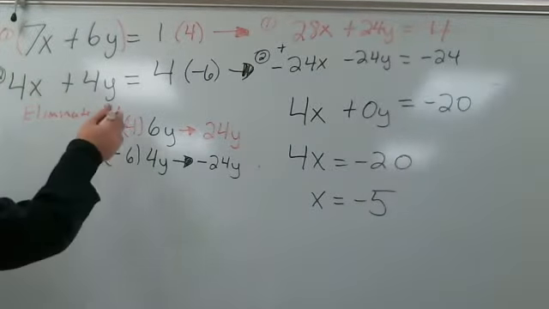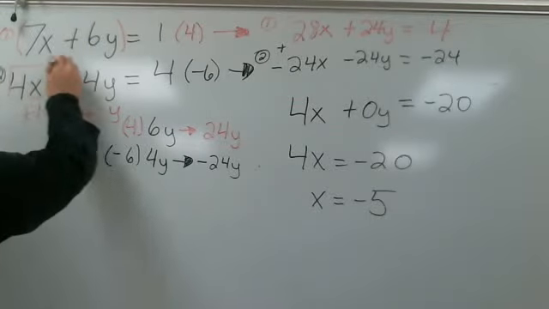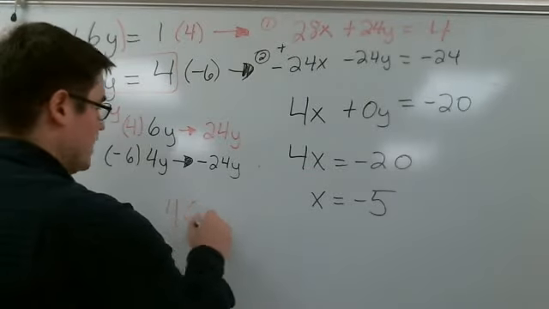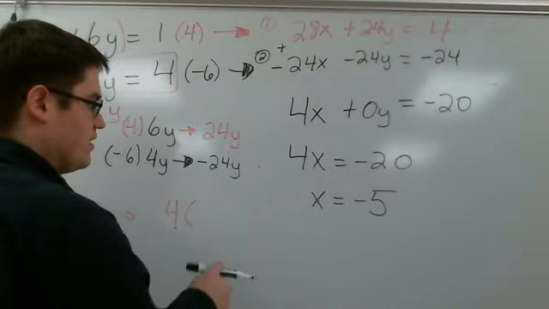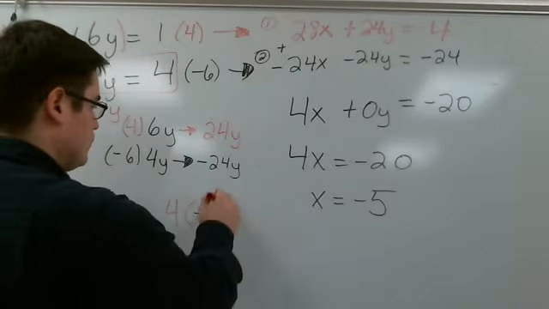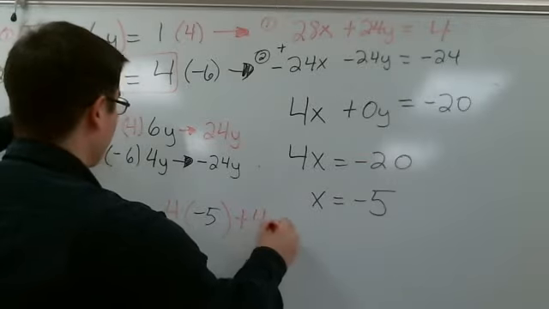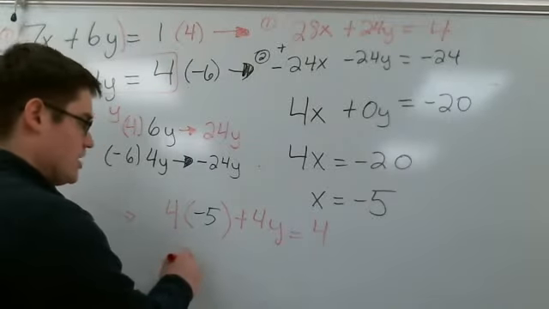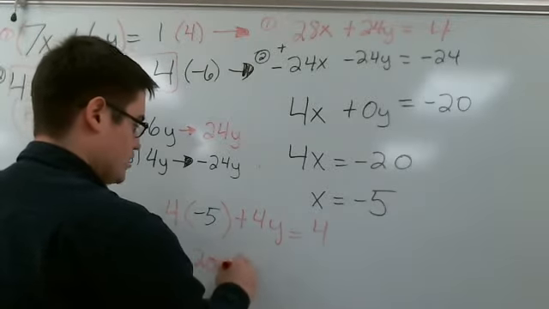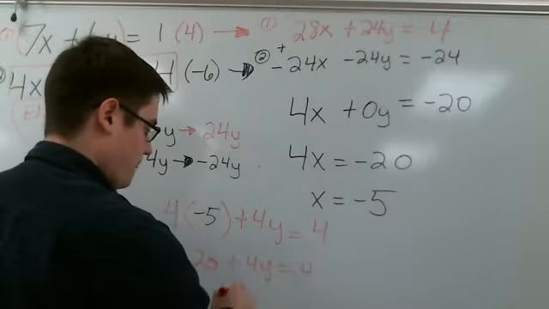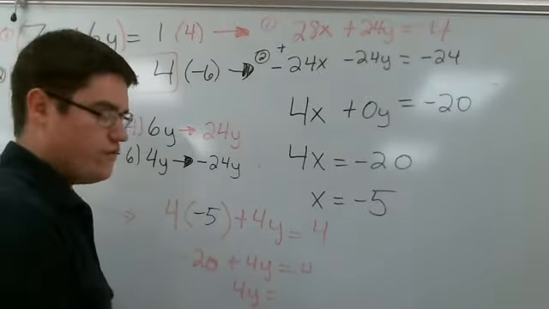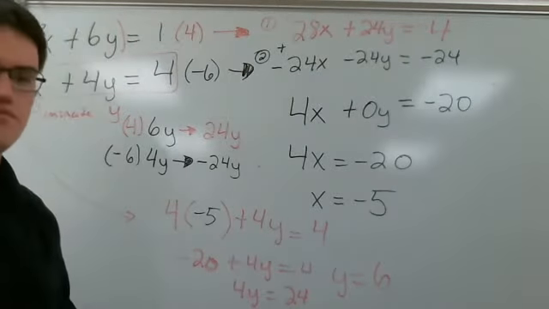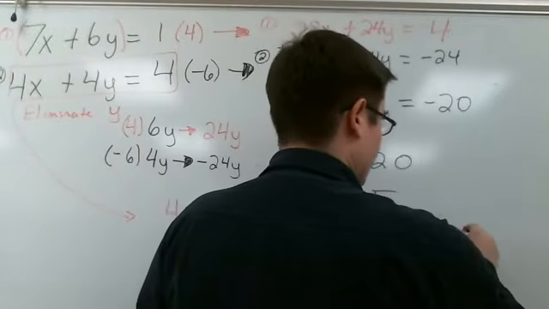It doesn't matter which one. I'm going to use this one. So now I have 4 times, instead of x, I'm going to put in -5, plus 4y equals 4. I just took my x and substituted it in there. Negative 20 plus 4y equals 4. 4y is going to equal 24, so y is going to equal 6. And now I can just write that as an ordered pair: negative 5, 6.